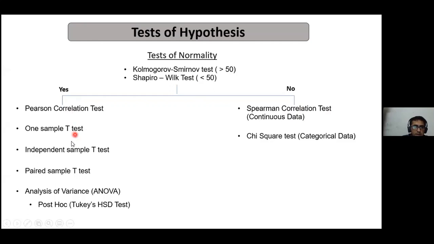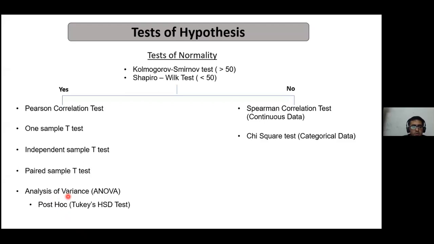If it is normal, we go for the one sample t-test. We go for the independent sample t-test when we have two groups and we want to compare the means of the two groups. We can even go for the paired sample t-test when, for each person that we have, we want to compare.